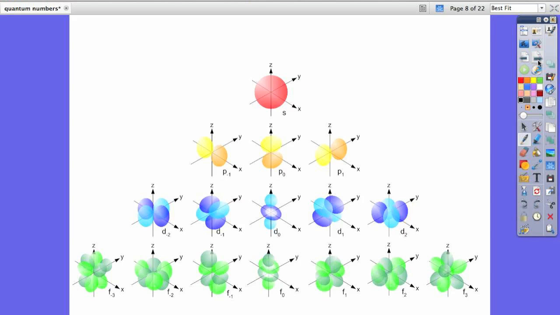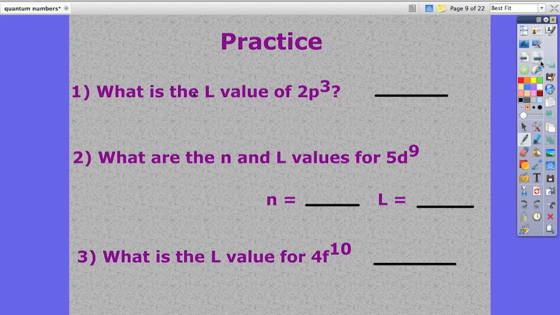So these are the shapes I'm talking about. S has a spherical shape, p looks like a dumbbell, d looked like flowers, and f looked like more complicated flowers, at least to me.